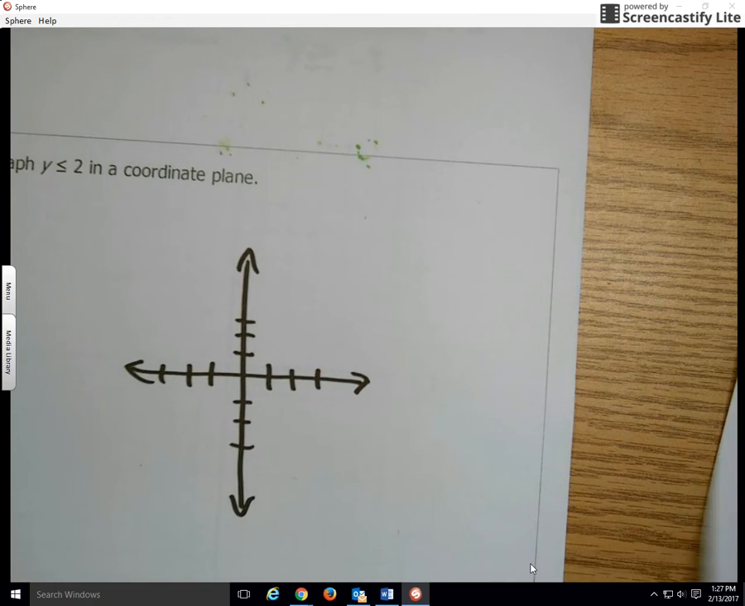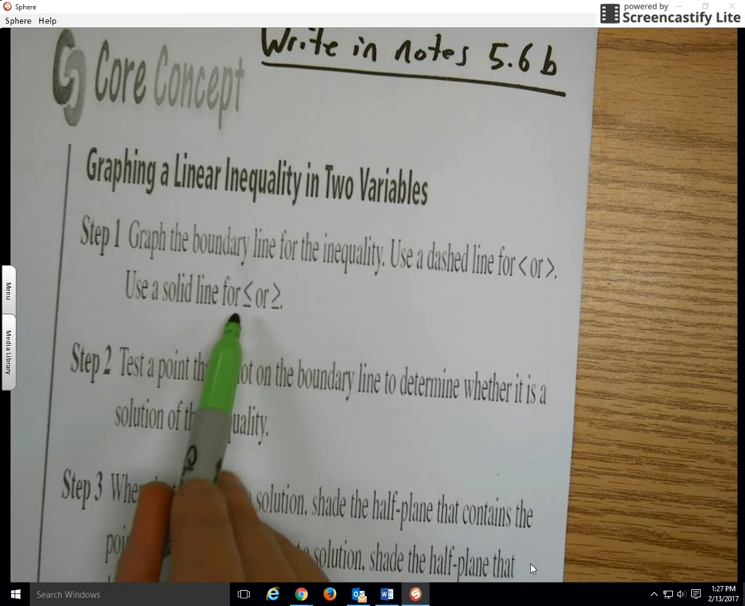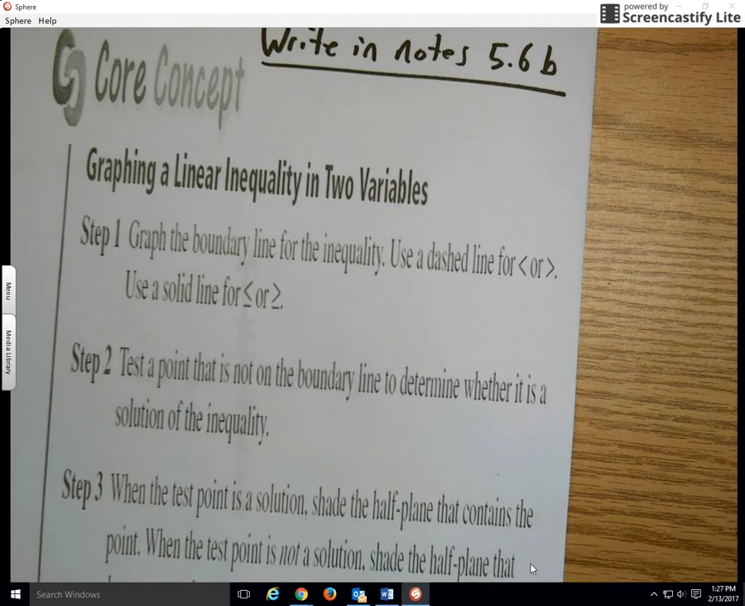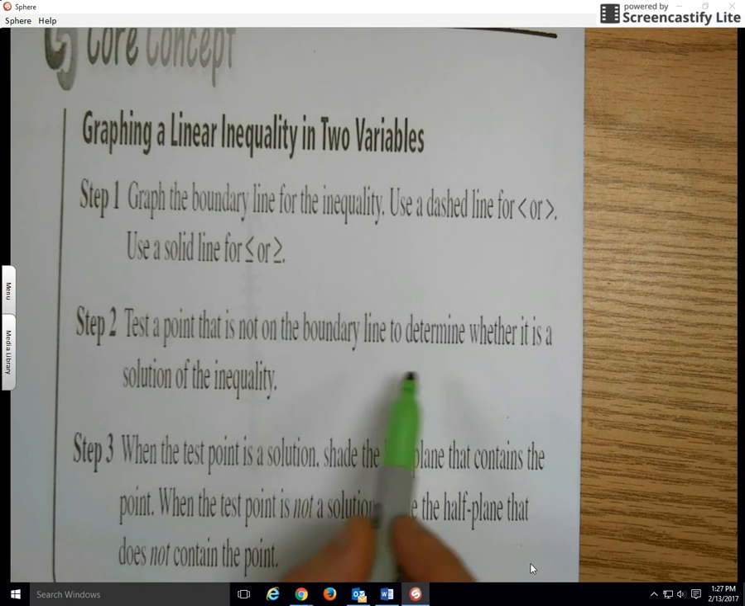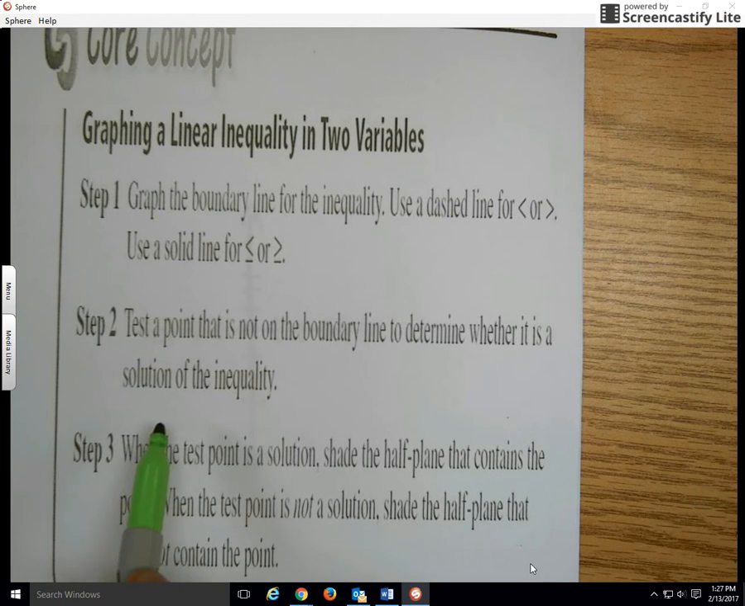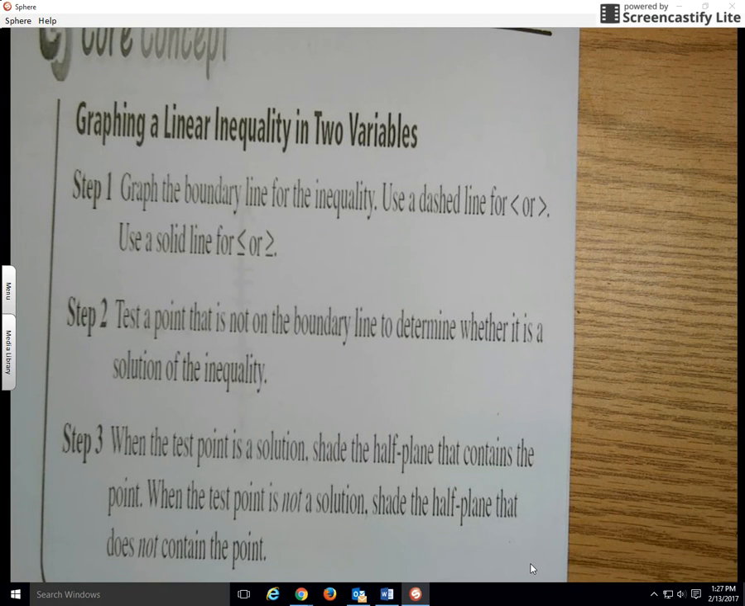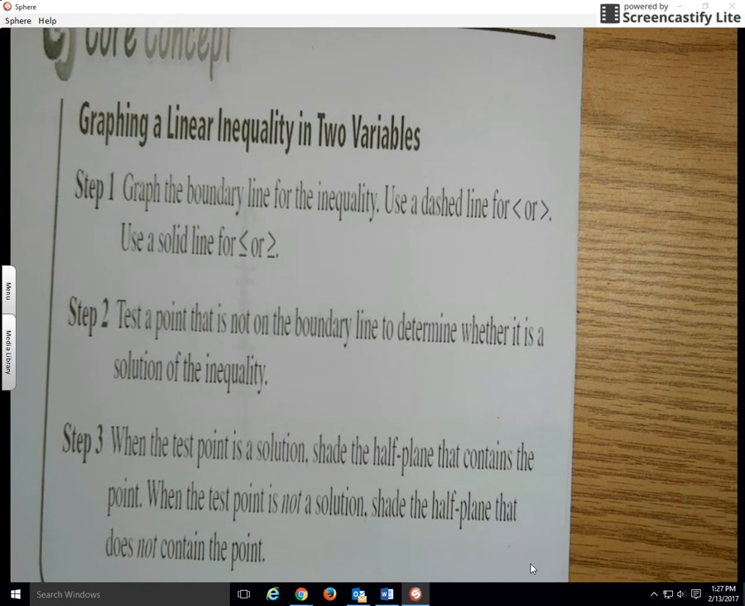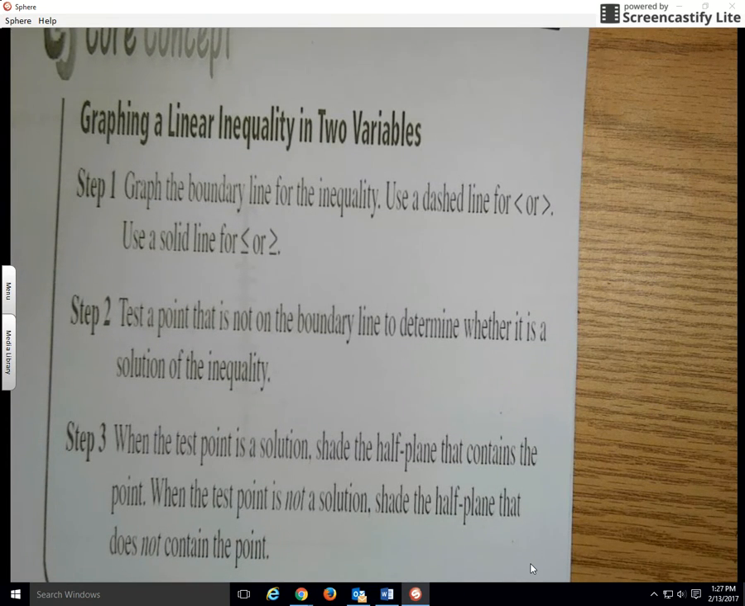Okay, let's go back to these steps. So we're going to use a solid line if it includes the line, and a dotted line or dashed line if it doesn't. I'll show you an example of that in this lesson, maybe the one to come. We're going to want to do a test point that is not on the boundary line to determine whether it is a solution for the inequality. When the test point is a solution, shade the half plane that contains the point. When it's not a solution, shade the half plane that does not contain the point. We will show you how to do this, and then we'll talk about some strategies on what is a good point to choose for a test point.